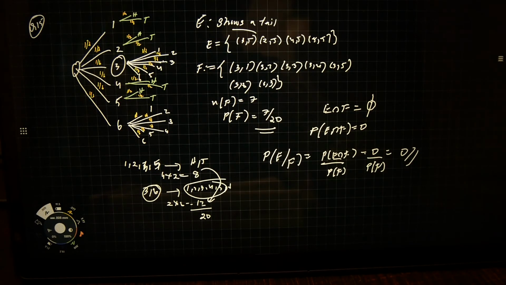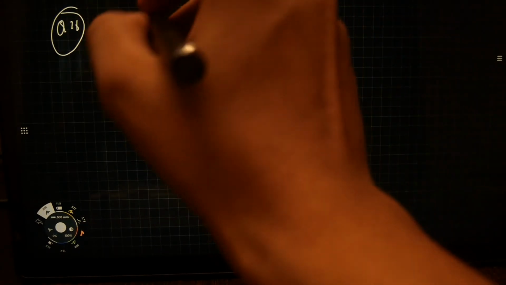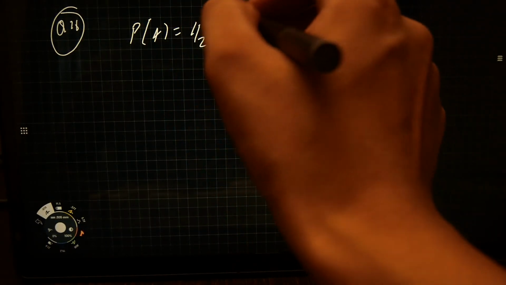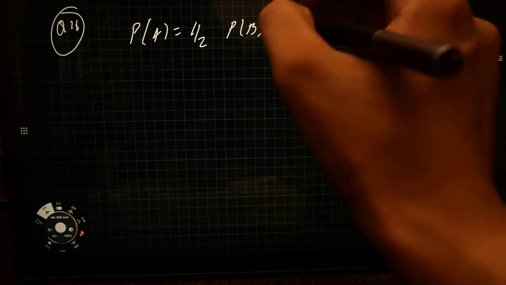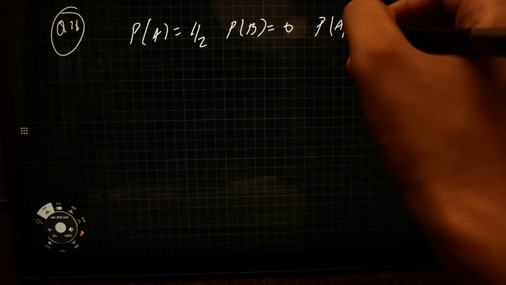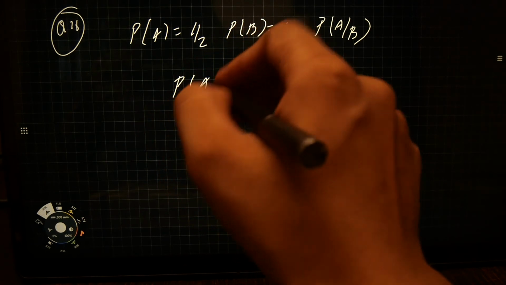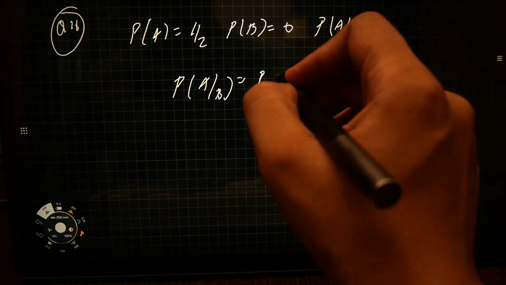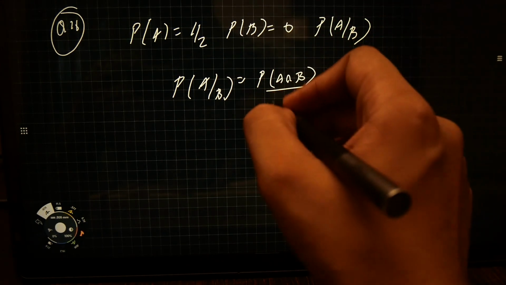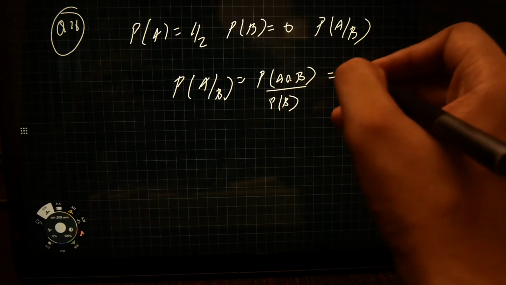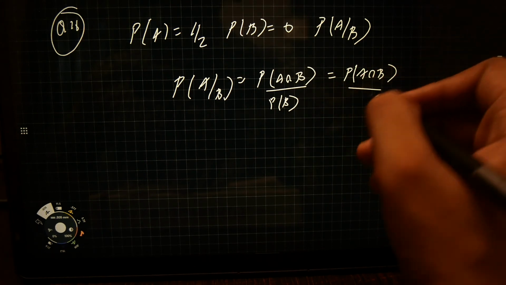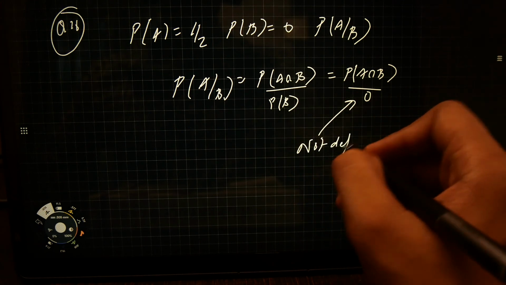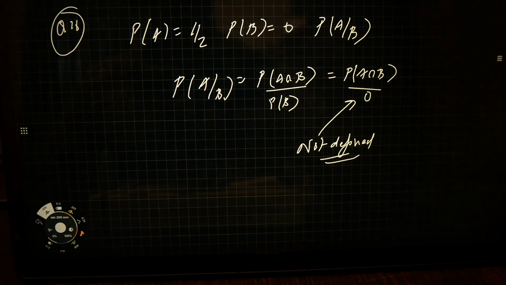Right, let's go to question number 16. Question 16 says P of A is 1 by 2, P of B is 0. What is P of A given B? So what's the formula? It is P of A intersection B divided by P of B. I don't know what P of A intersection B is, let it be there. Divided by P of B, which is 0. Any number divided by 0 is not defined. Okay, next question.